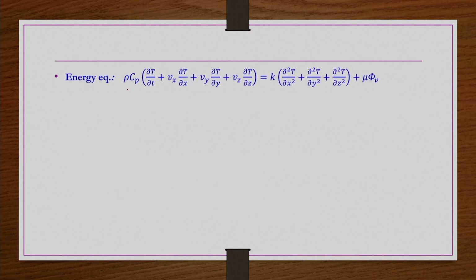The energy equation in Cartesian coordinates is this one: rho Cp times dou T by dou t plus Vx dou T by dou x plus Vy dou T by dou y plus Vz dou T by dou z is equal to k times dou square T by dou x square plus dou square T by dou y square plus dou square T by dou z square, plus mu phi v. This mu phi v is nothing but the viscous dissipation term, right. It is having 9 terms, right. So, that we are going to write in the next step.